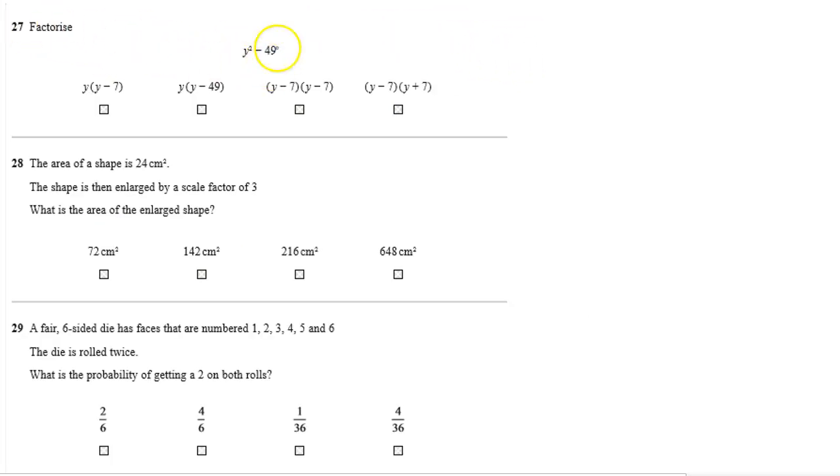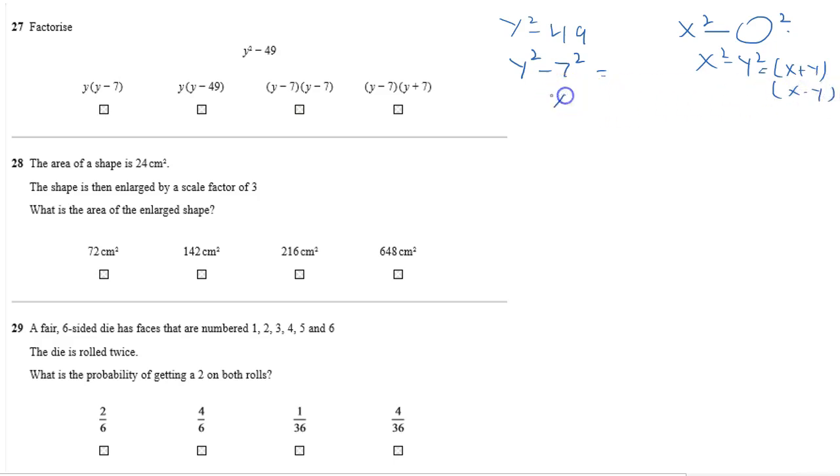Question number 27 is factorize. Factorize means we put it as a multiplication of brackets. So y squared minus 49. Whenever you get a square minus something, do the square of that. So it will be y squared minus 7 squared. You know that x squared minus y squared is the sum, x plus y, times the difference, x minus y. So this is y plus 7 and y minus 7. This is the answer.